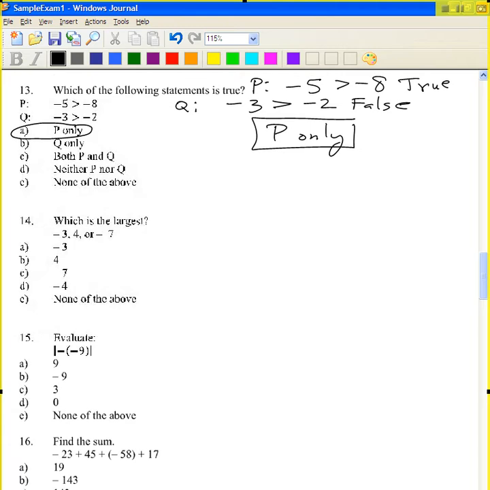Problem number 14. Which is larger? Well, let's see. Negative 3, 4, or negative 7. Well, in this case, the larger number is 4. B. Problem 15. The absolute value, yes.